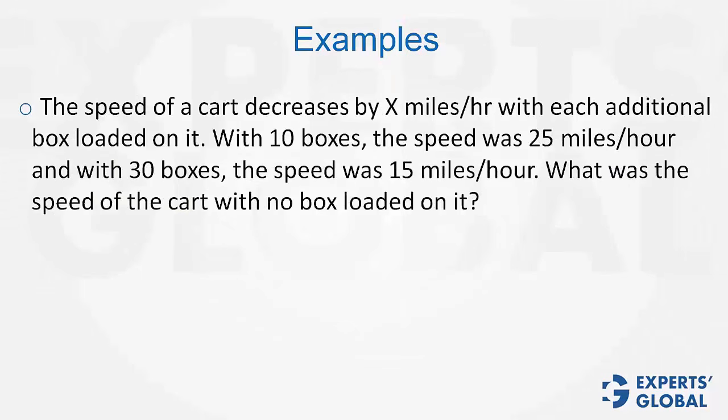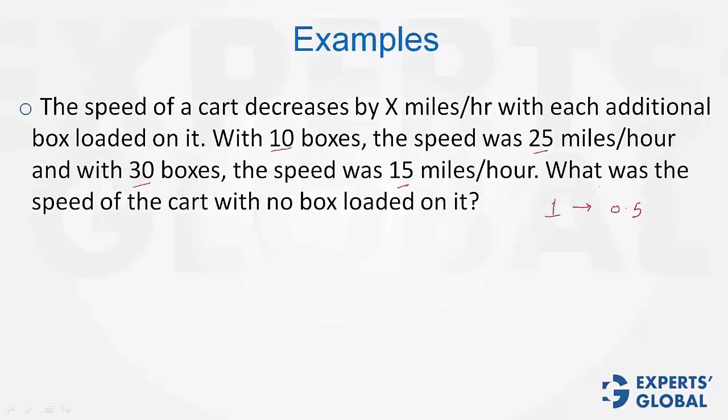Please look at this one. Try solving it yourself. The speed of a cart decreases by X miles per hour with each additional box loaded in it. With 10 boxes, the speed is 25. With 30 boxes, the speed is 15. So quite intuitively, when the number of boxes increased by 20, the speed reduced by 10. That means for each box, the speed reduces by 0.5 miles per hour.